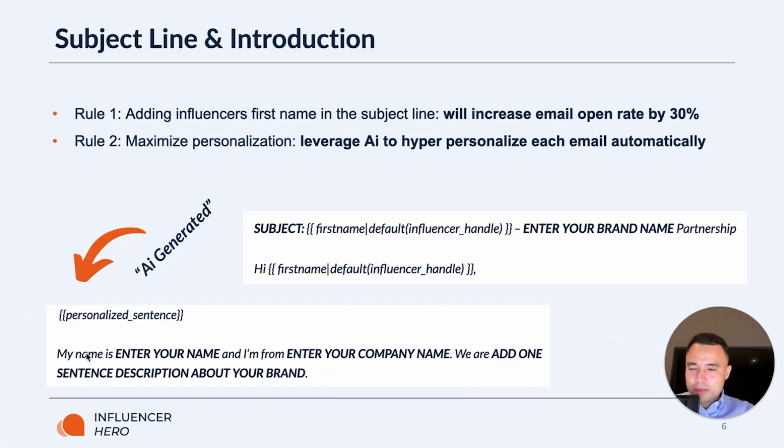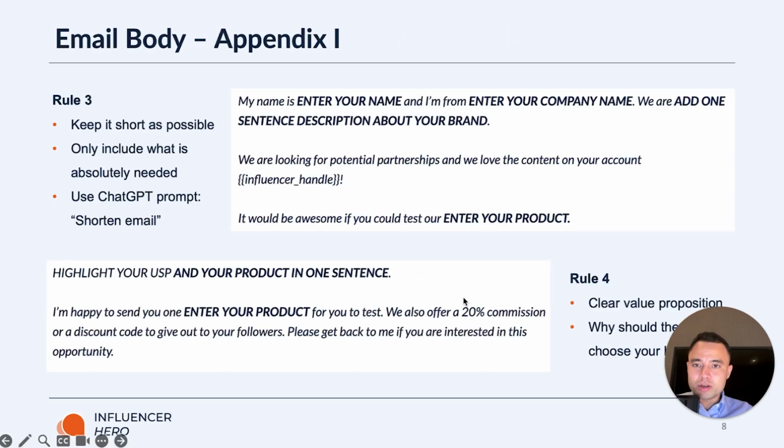Then this section after it is "My name is," enter your name, right? So my name is Sarah, for example, and I'm from Gymshark. "We are," and then add a one sentence description about your brand, right? Just a short description. That's how we recommend to open your email. So basically the beginning of your email. And then what we can do is we can move on to the email body. Let me actually show this to you guys.